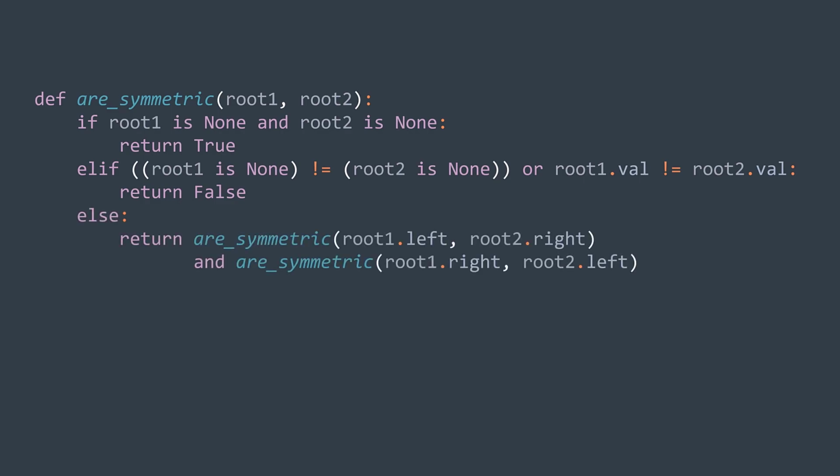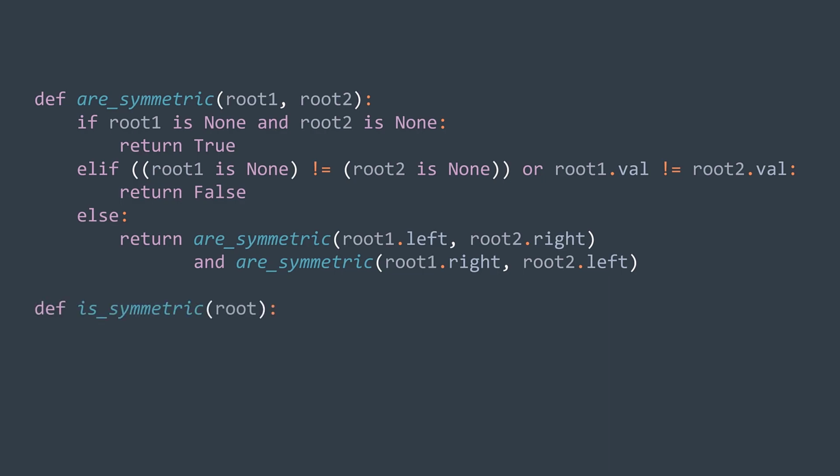And now in the last case, both trees exist and have the same root value, we still need to check subtrees. We check that root 1.left is symmetric to root 2.right and that root 1.right is symmetric to root 2.left. We do so by recursively calling the function twice, once with root 1.left and root 2.right, and once with root 1.right and root 2.left. Both of them need to return true, so we return the results combined with the AND operator.